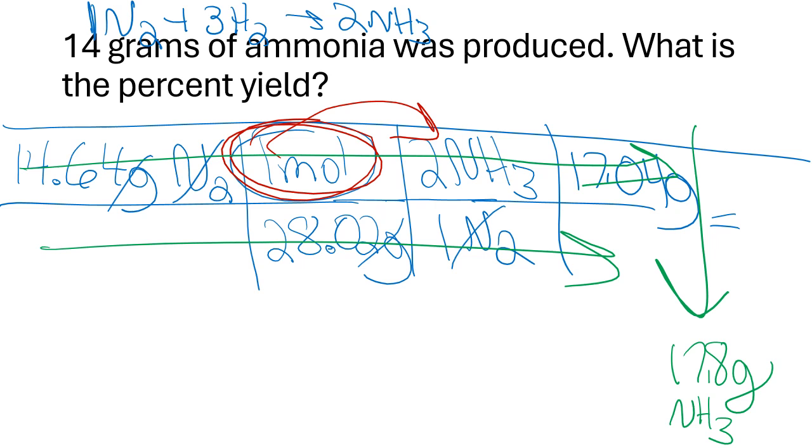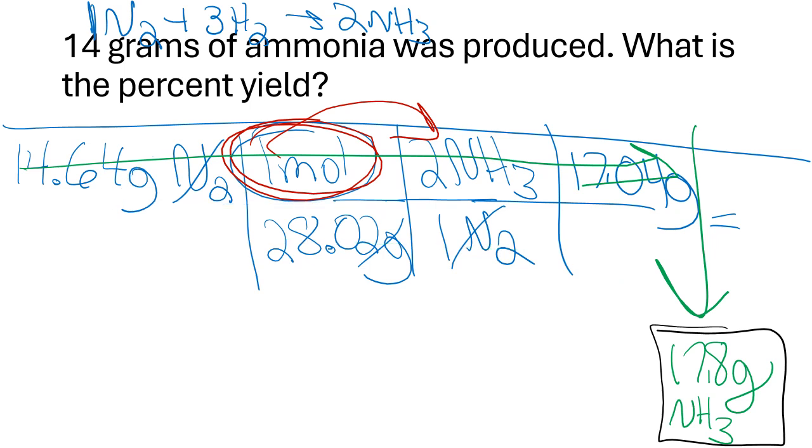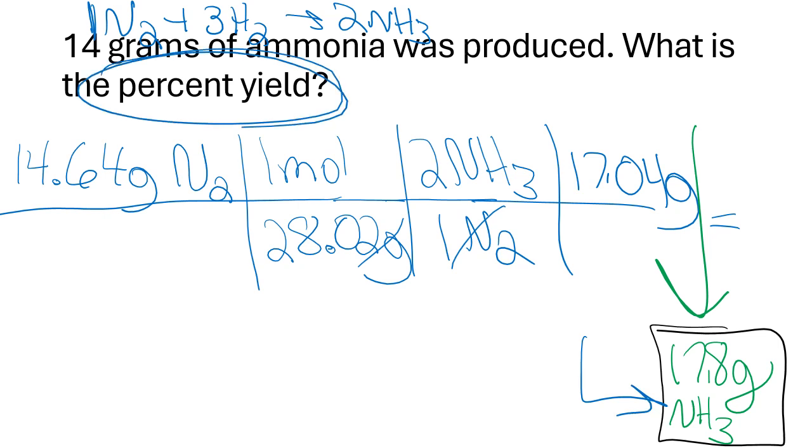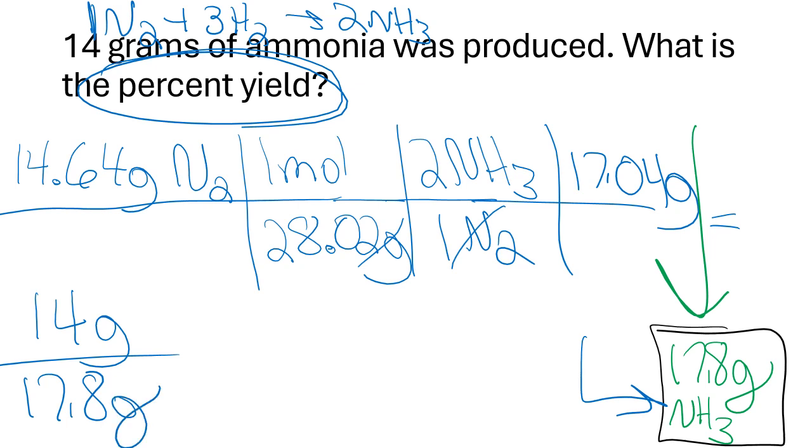Anyways, so now we have the expected yield, meaning if someone gave you that many grams of nitrogen and, to the best of your knowledge, excess hydrogen, because it's the excess reagent, that's what you should produce. So we have to find percent yield. Remember, it's what you actually got, which it says 14 grams, over expected, 17.8. And I'll make sure it's less than 100%.